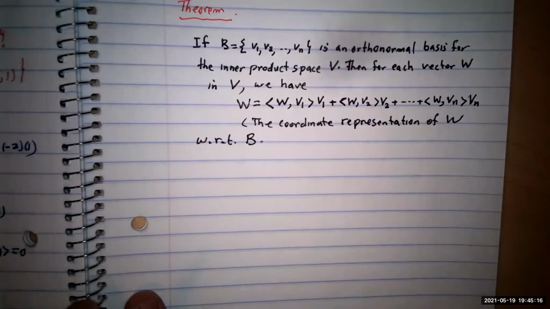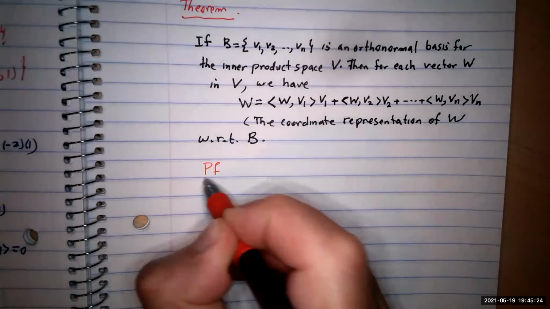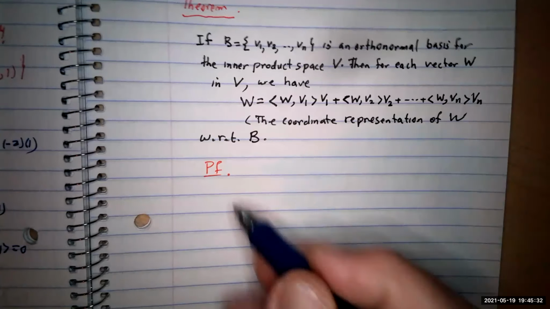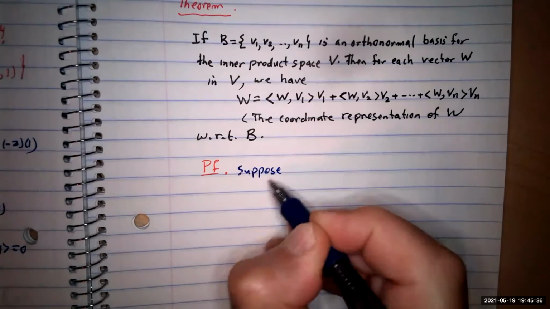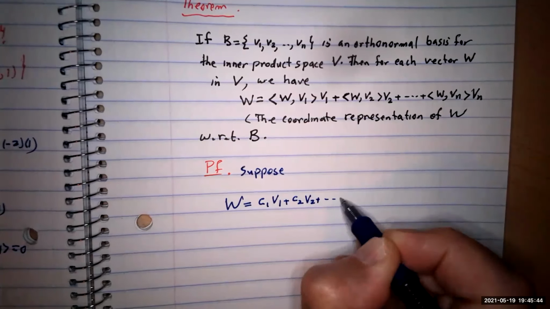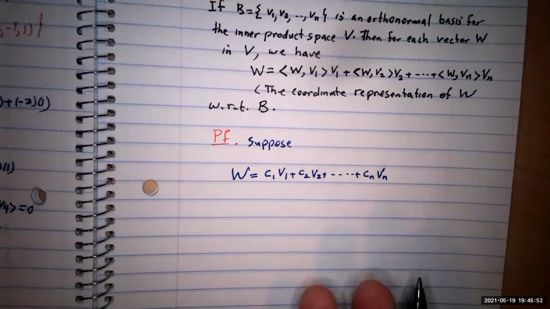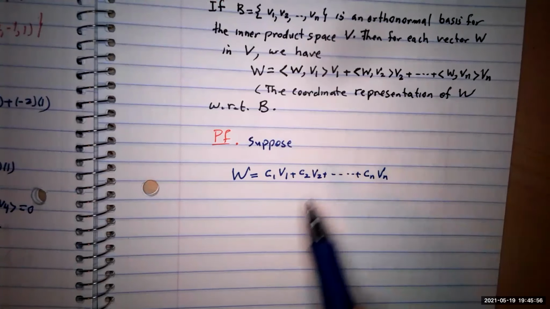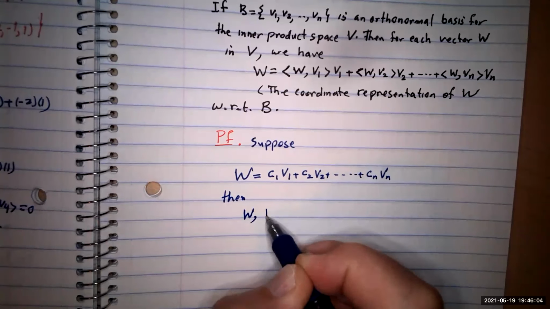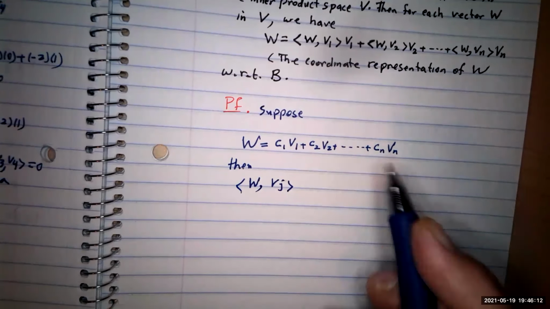Okay, that makes things very easy to operate. And the proof is clear. The proof is just one line. If you want to prove it, you know that this is a basis, so W is a linear combination. Suppose W is the linear combination C1 V1 plus C2 V2, up to Cn Vn. And remember, they are two by two orthogonal. Just take one of these: multiply W by, let's say, Vj.